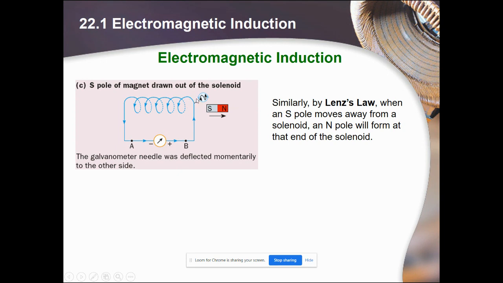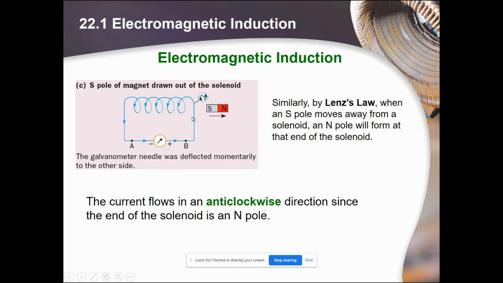With a north pole over here, by using the right hand grip rule, I will have my current all flowing downwards in the solenoid. If I trace my current flow, it will be flowing from A to B and then go into the solenoid. When it goes from A to B, it will push the galvanometer to the right, so the galvanometer will deflect to the right.